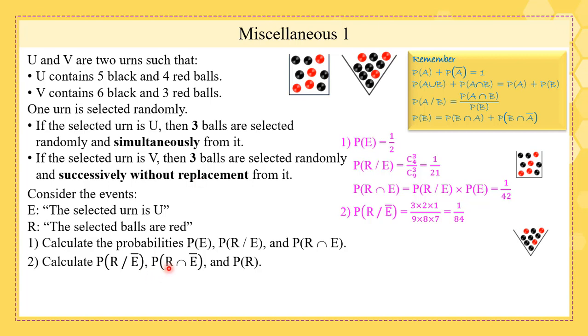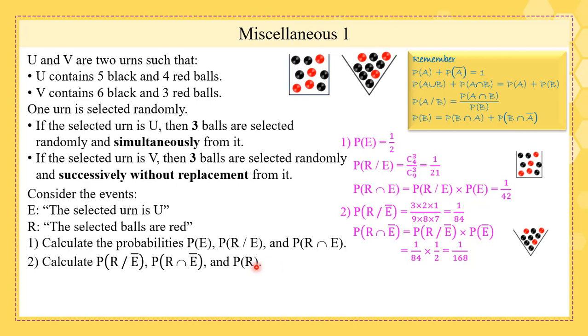Now, what is the probability of R intersection E bar? In a similar manner as the probability of R intersection E, this is the probability of R given E bar times P of E bar. We know R given E bar, which is 1 over 84, and we know E bar, which is 1 minus P of E, or directly, automatically, we can state that it's half. So this would be 1 over 168.